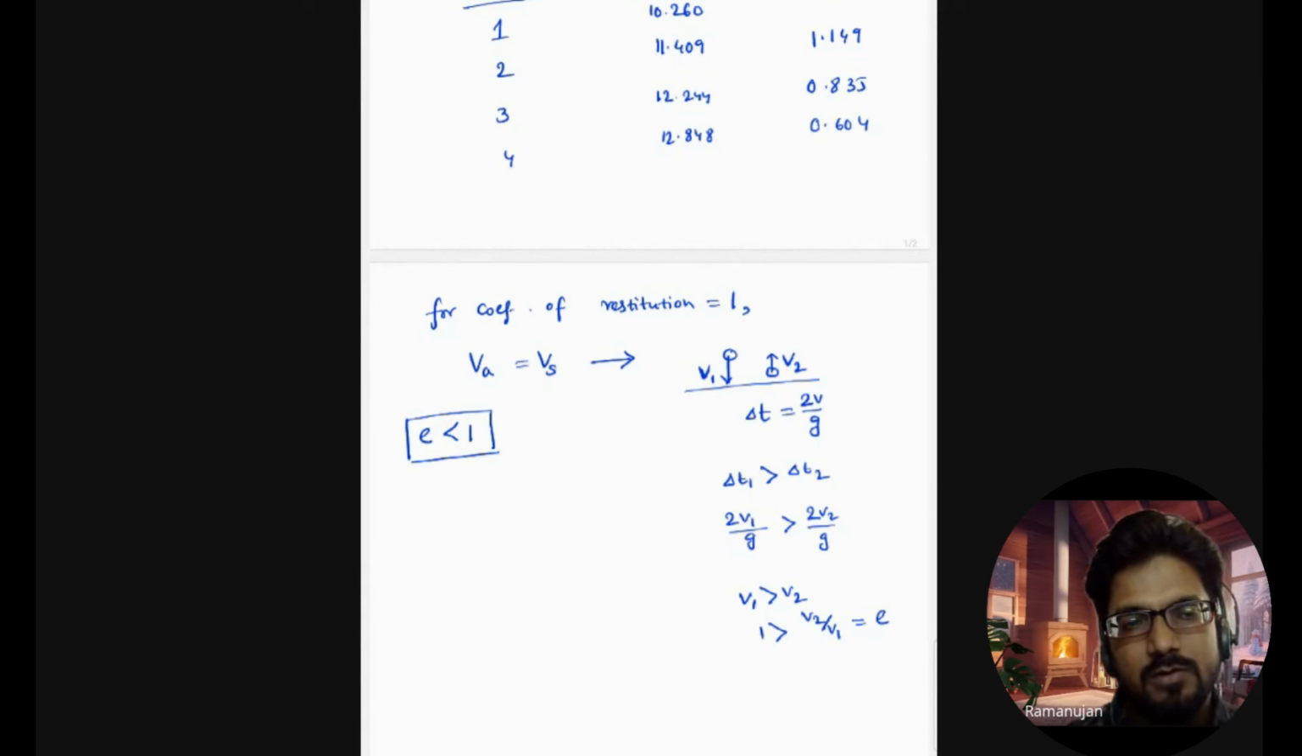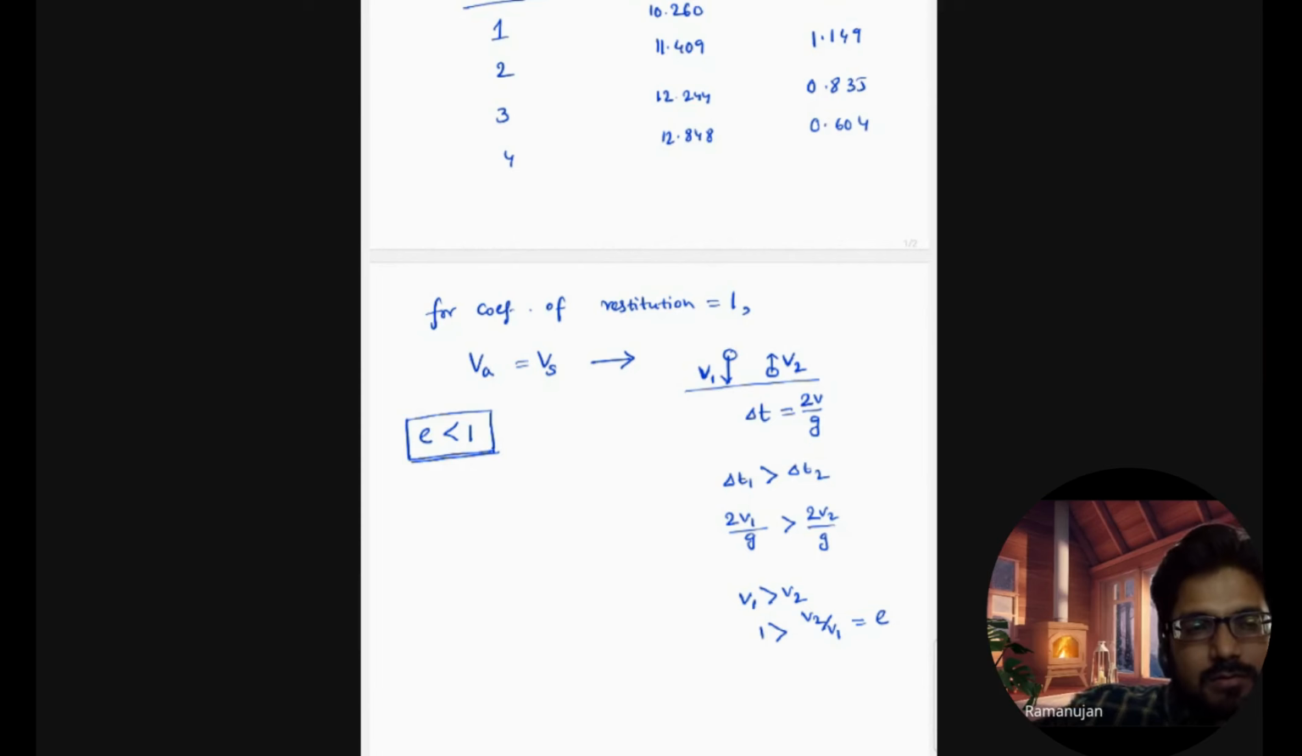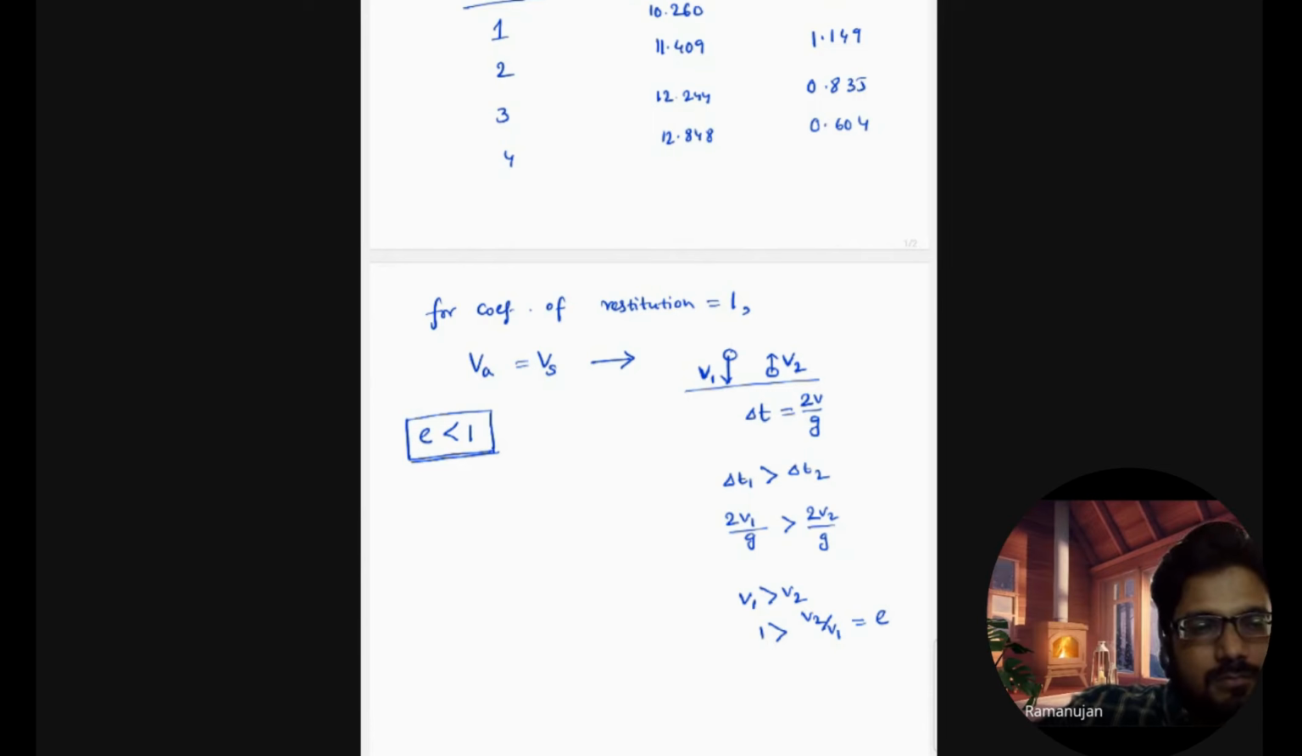Also, what can we conclude about the elasticity of the surface here? Is there anything? So what we can say is that our E is less than 1. That implies that our ball is constantly losing energy whenever it hits the surface. So some amount of the kinetic energy of the ball is going into sound energy and thermal energy. And that sound we are recording. Correct.